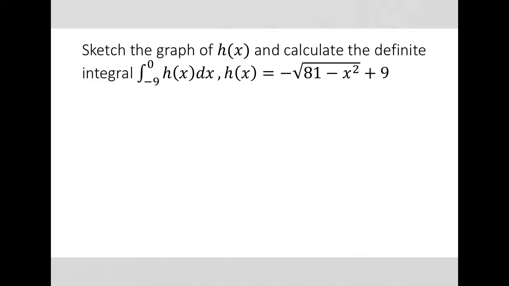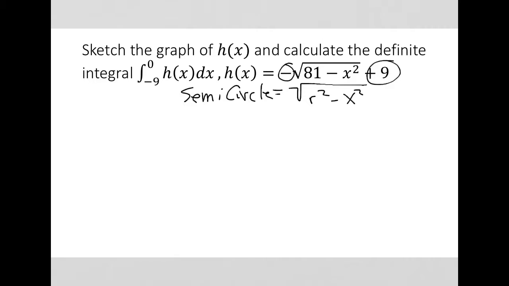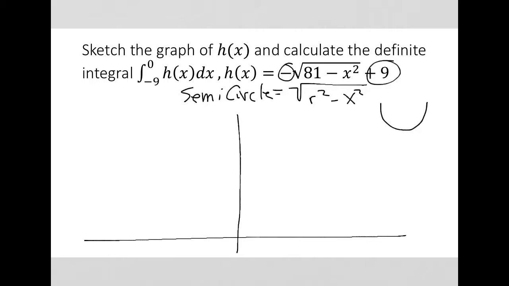Well, we have this weird square root, square minus squarey thingy, but remember that that is the equation of a circle, or really we should say a semicircle. It is the radius squared minus our x squared term, but look, it's negative out front and it is shifted up 9. And so if we sketch this, the fact that it's negative means the semicircle is going to be upside down like that, like a turtle on its back.